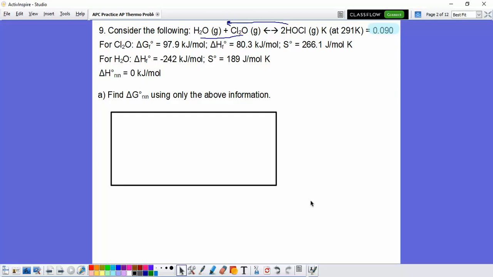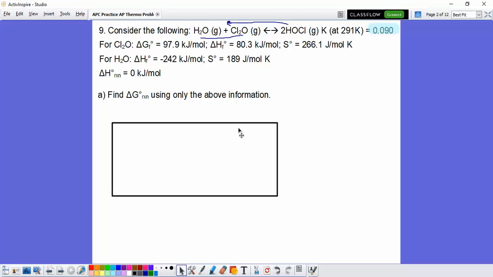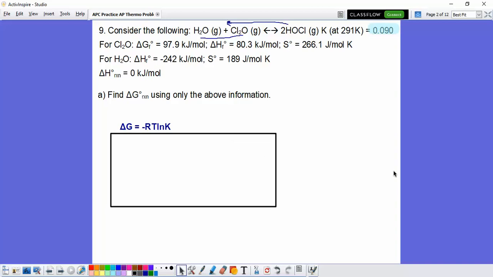We also cannot do products minus reactants for delta G because the only thing we have is the delta G of formation for Cl2O. We don't have it for anything else, and therefore we can't do products minus reactants. So the only other equation that is available to us from what we've learned so far and based on the information given is delta G equals negative RT ln of K, the Ratlink equation.